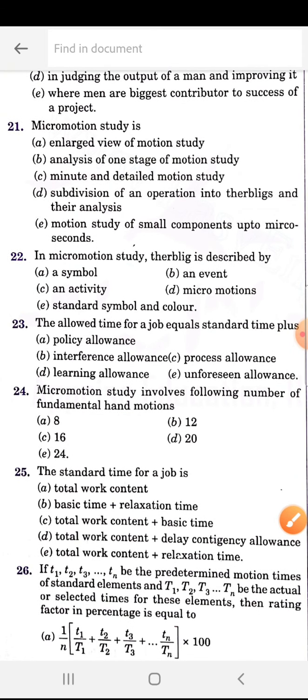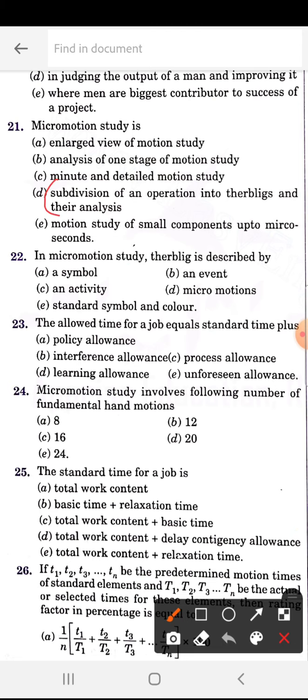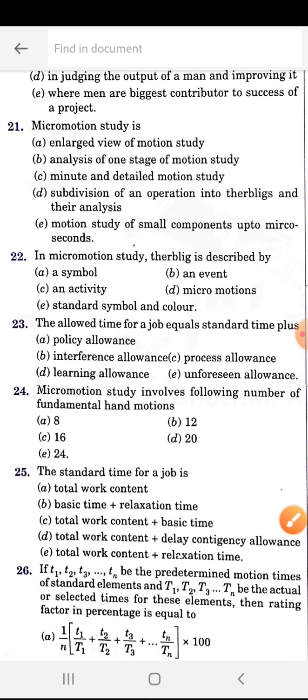Micromotion study is subdivision of operation into triplings and their analysis. Okay, that is the micromotion study. Micro means small, small means triplings and subdivision. Subdivision we have to do small, small, small, small. So that is micromotion. You remember like that.